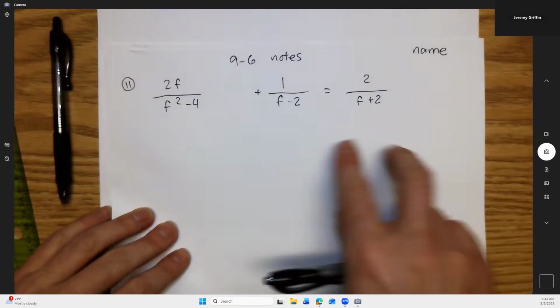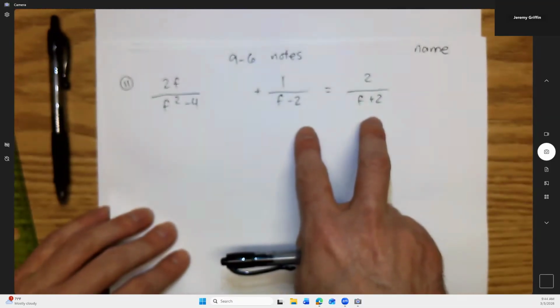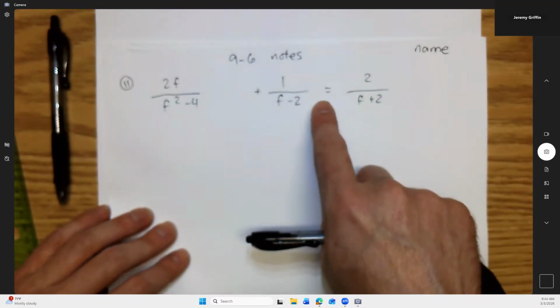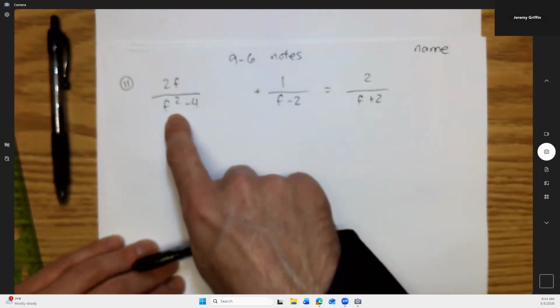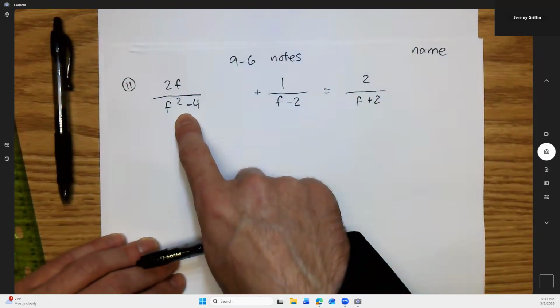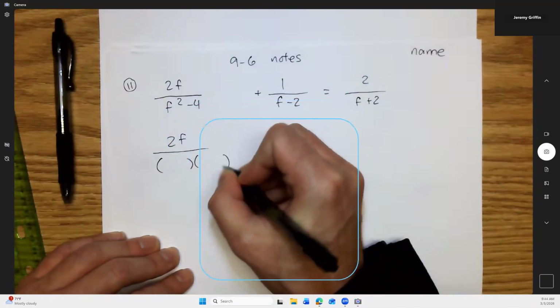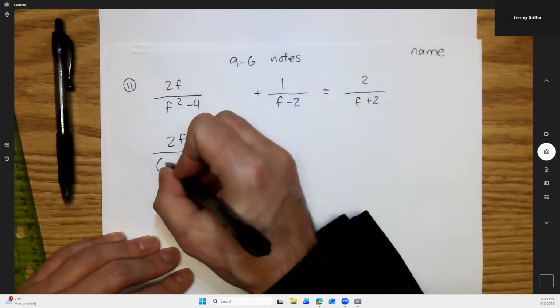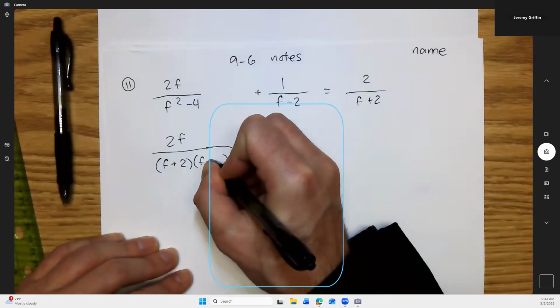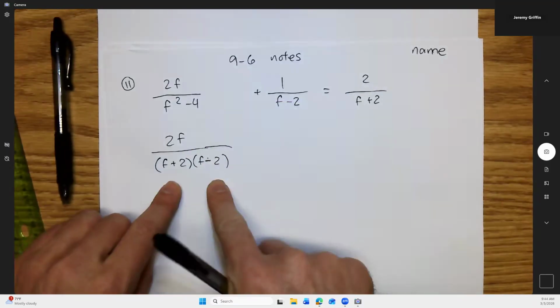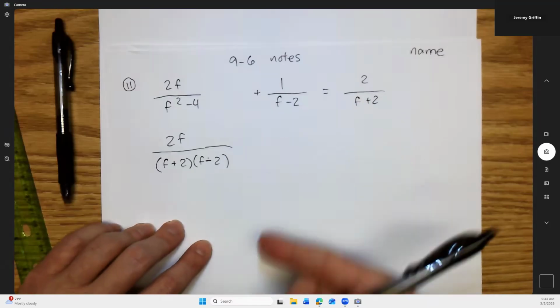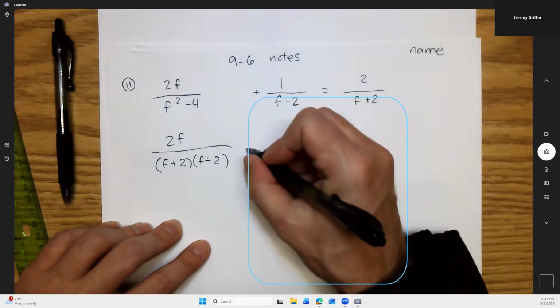Sorry, I should have left the space right here. Look at this denominator: it's f squared minus 4. Can you factor that? 2f over, how does that factor? Yes, f plus 2 times f minus 2. Each of those pieces looks like these other denominators. So I think that will be the common denominator, won't it?